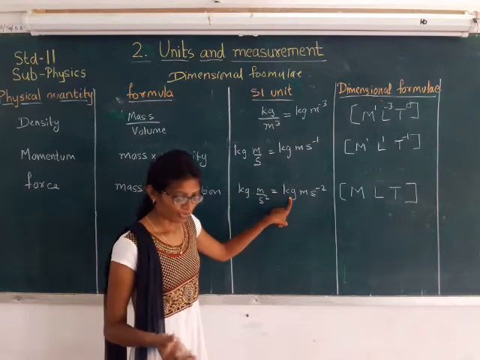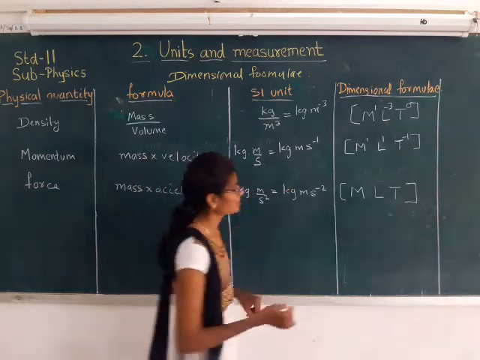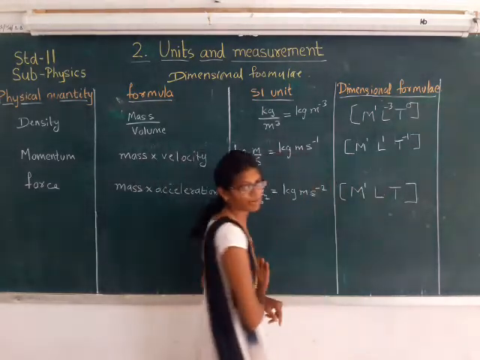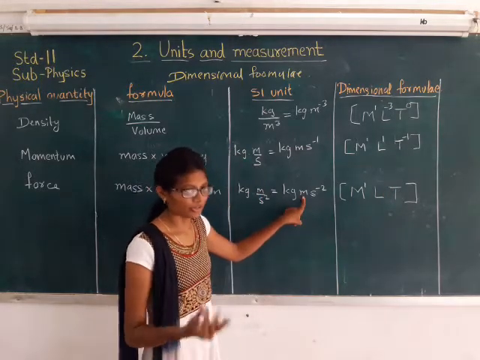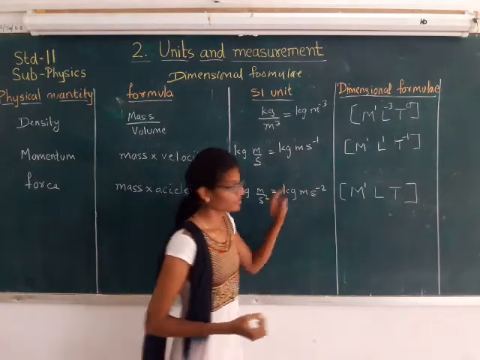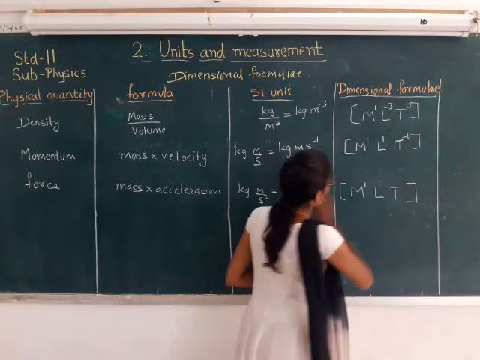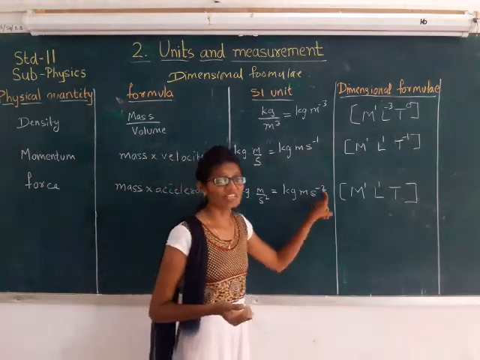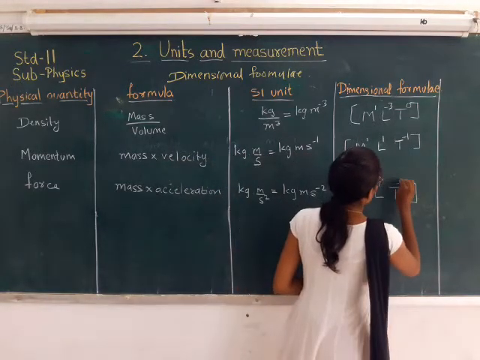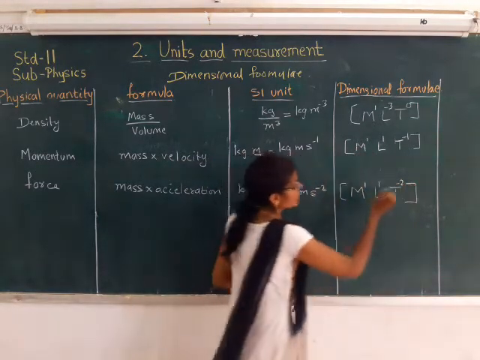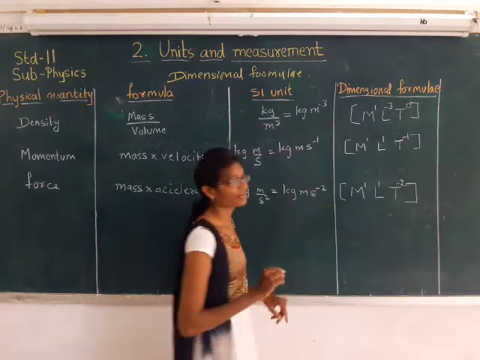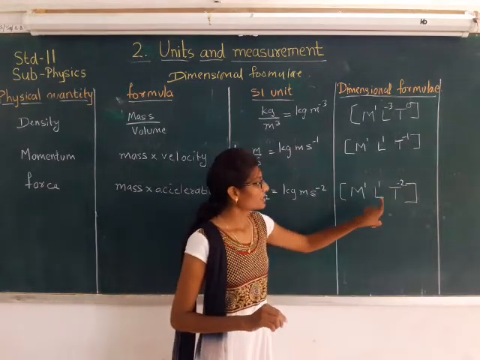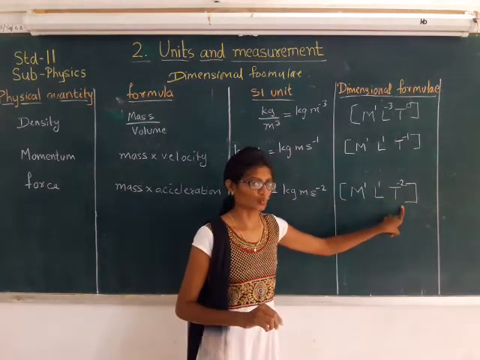Kg, that is the unit of mass, its power is 1. So over M we will be writing 1. Meter, unit of length, its power is 1. So over here we will be writing 1. Second, that is the unit of time, its power is minus 2. So we will write it over here minus 2. So the dimensional formula for force is M1 L1 T minus 2.